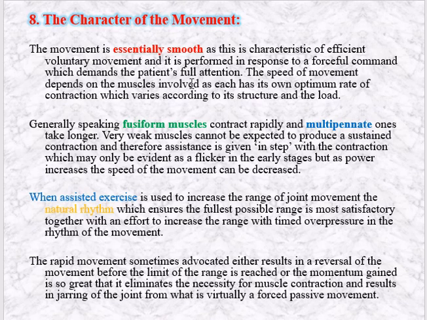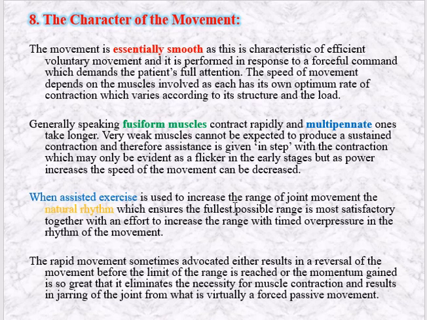The speed of movement depends upon the muscle involved, as each has its own optimal rate of contraction which varies according to its structure and the load. Generally speaking, fusiform muscles contract rapidly and the multipinnate ones take longer. Very weak muscles cannot be expected to produce a sustained contraction, and therefore assistance is given in step with the contraction, which may only be evident as a flicker in the early stages, but as power increases, the speed of movement can be decreased.